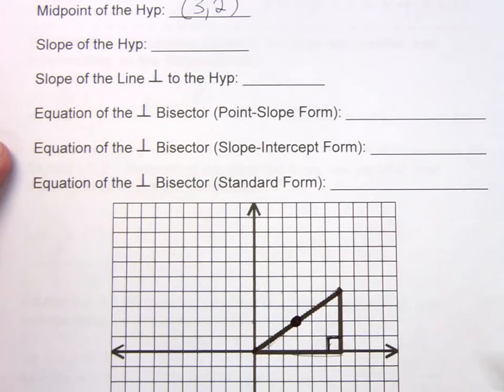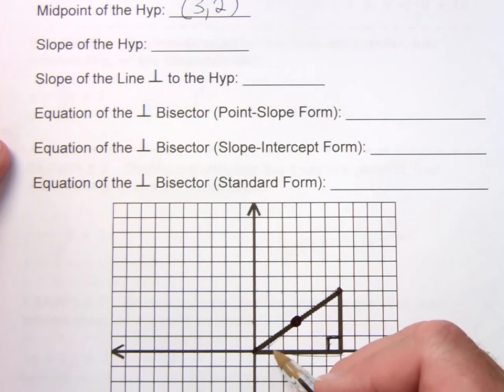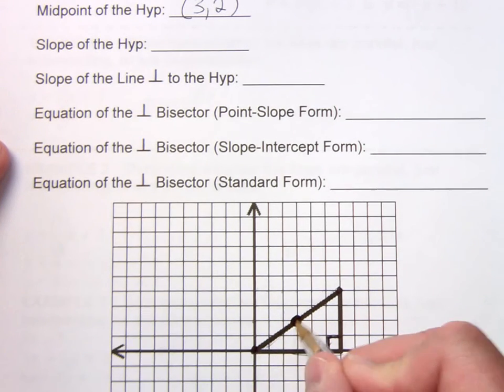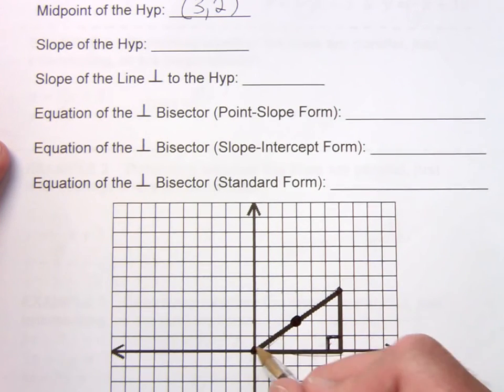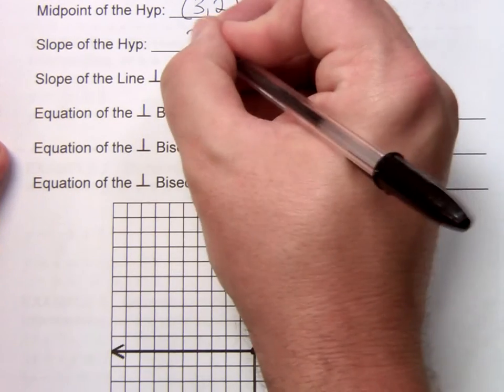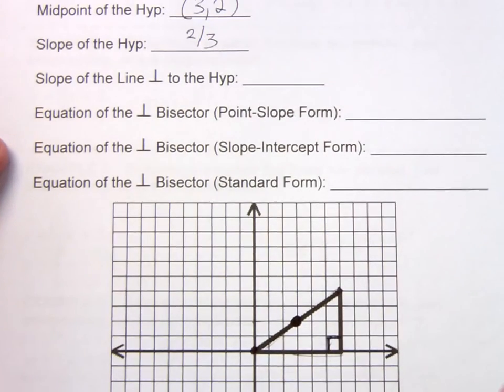Then we also want the slope of the hypotenuse. Remember, for slope, we can just count rise over run. So from here to here, I go up 2 over 1, 2, 3. Rise over run, 2 over 3. So the slope of the hypotenuse is 2/3.